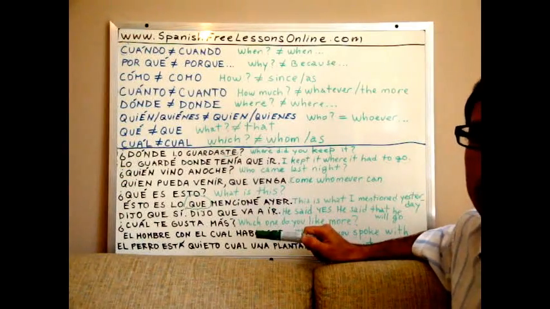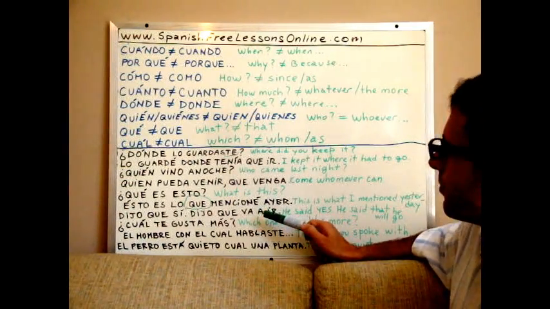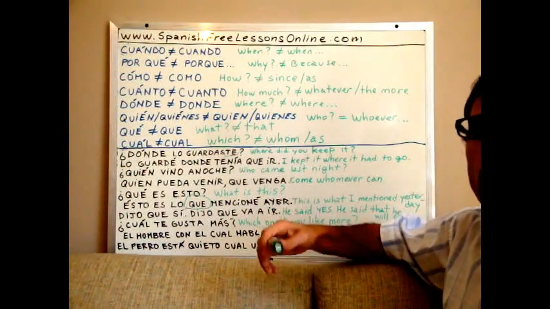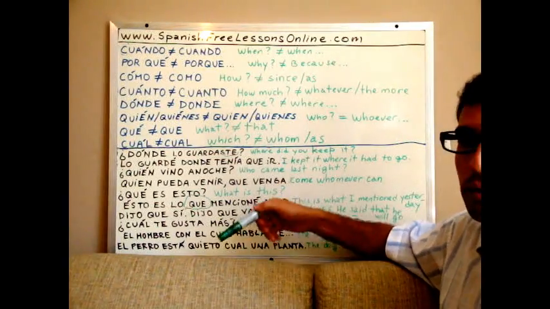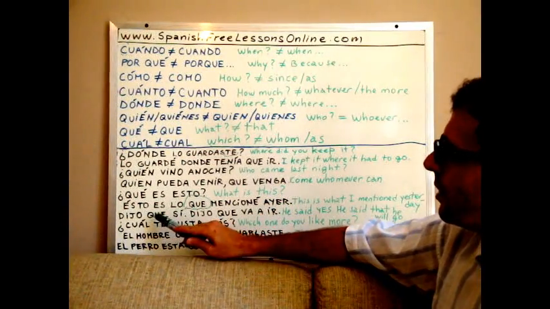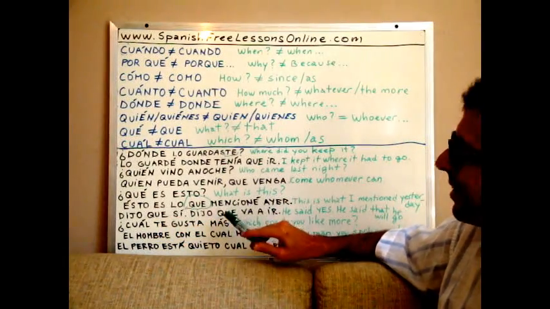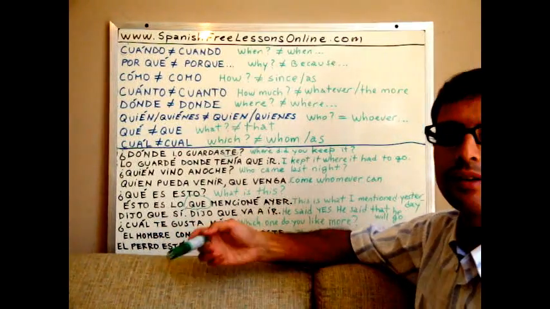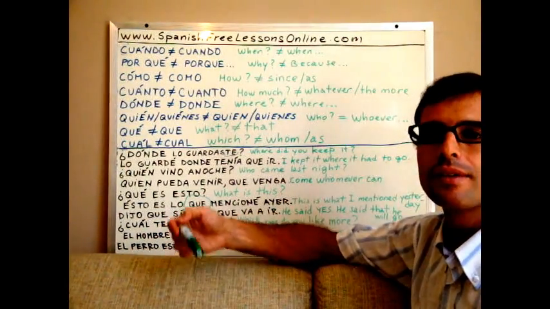Ir is the verb to go. Va a would be like will go, right? This is the future tense. So here the word que means that. He said that something, okay?